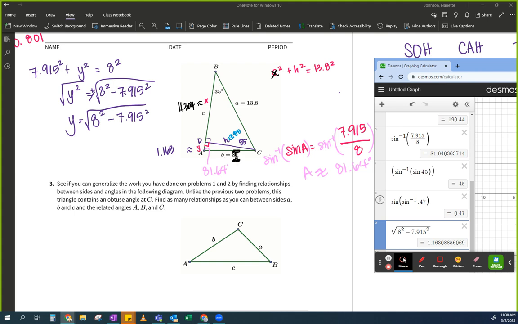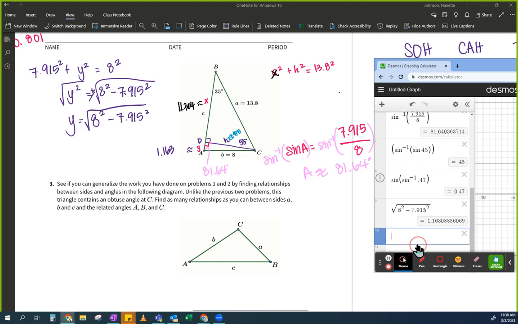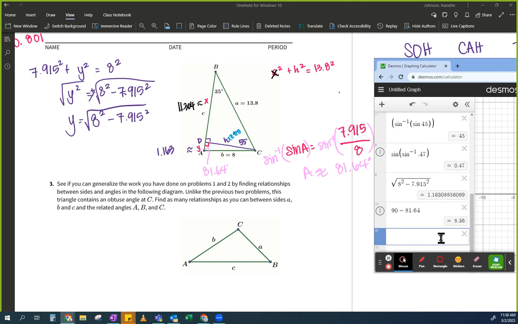Okay, last but not least, I need to find this little tiny angle in here so I can find the big angle here. And that's just going to be 90 minus 81.64. So that's 8.36 degrees. This is like a mess. Look at this big old mess. So therefore, the big angle in there is going to be whatever 8.36 is plus 55. So what is that? 63.36.